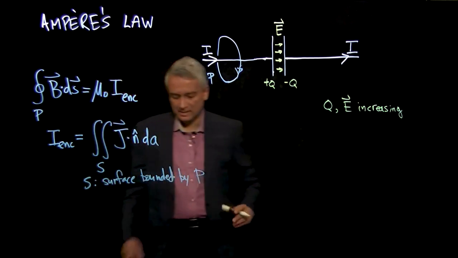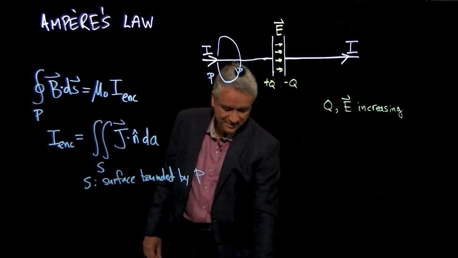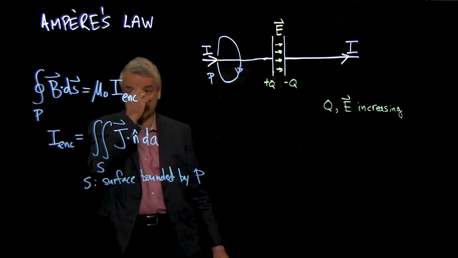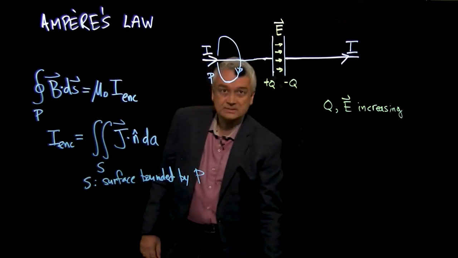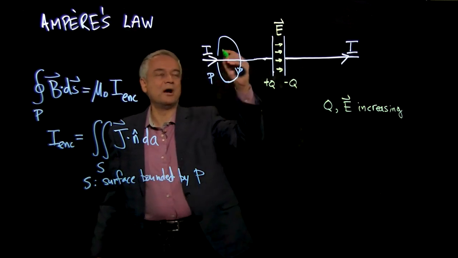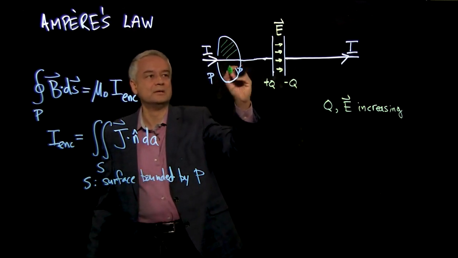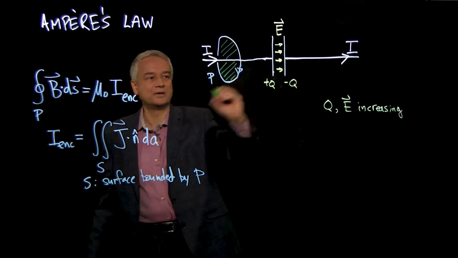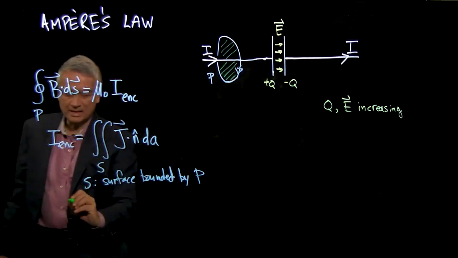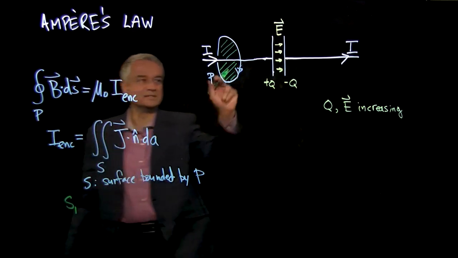So now we see that in this situation, we actually have an ambiguity. Because if S is a surface bounded by P, well, kind of the obvious S to choose is this sort of disk, which I'll shade here in green. So if I choose S1, so S1 is this disk.